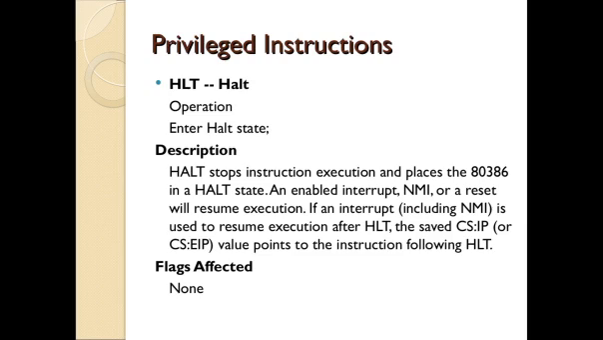Now we will see the privileged instructions as the type 1 checking is there. Here the privileged instructions are executable only if max(RPL, CPL) is less than or equal to IOPL. Now the first privileged instruction is HLT, halt. On executing HLT, the processor will enter the halt state. The halt will stop the current instruction execution, and it places the 386 processor in a halt state.